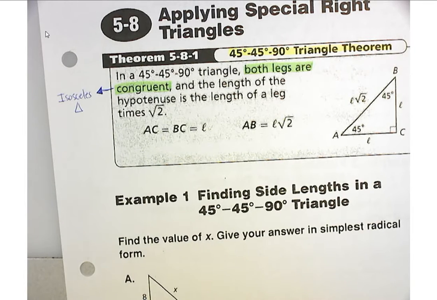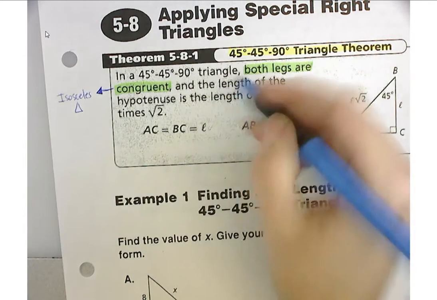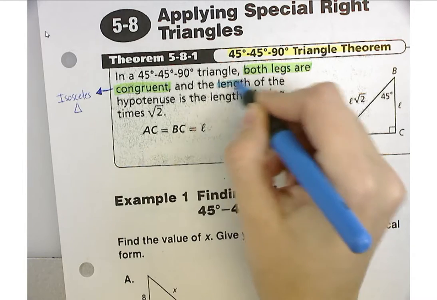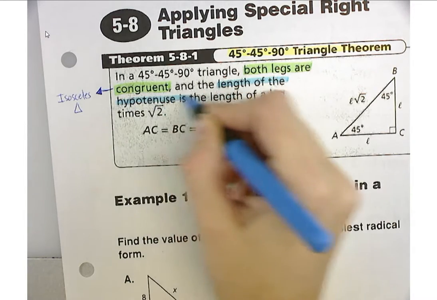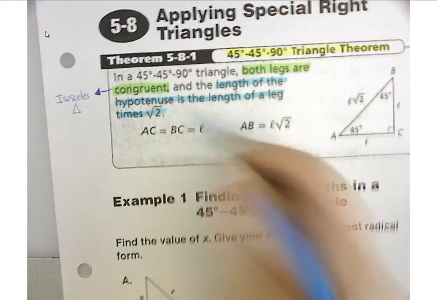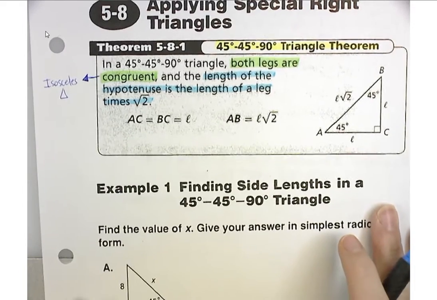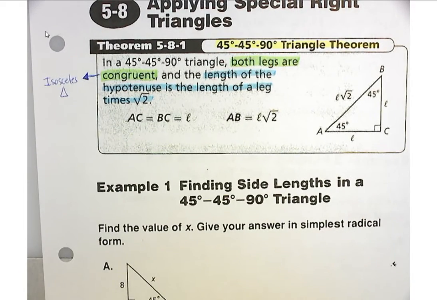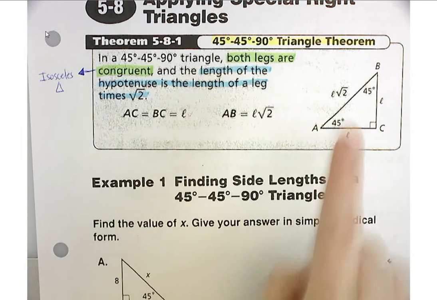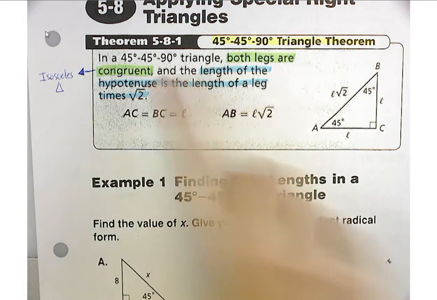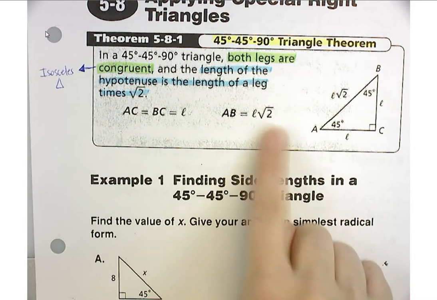All right, Julia, what's something else that's going to be important besides the both legs are congruent? Good. Okay, so the other thing we're going to focus on is the length of the hypotenuse is the length of a leg times the square root of 2. Now, both of these are represented in both the picture and in your equation.